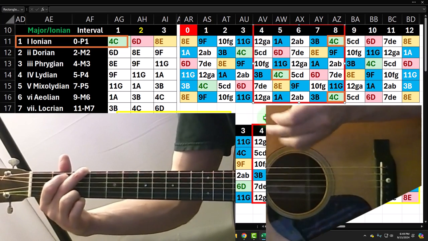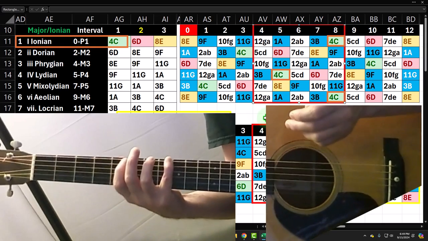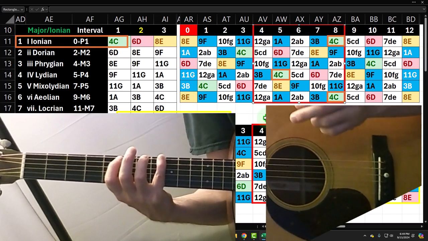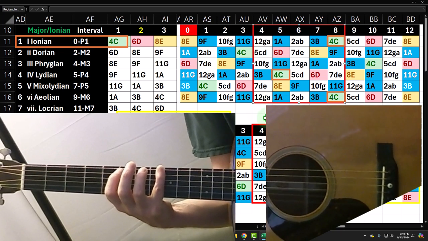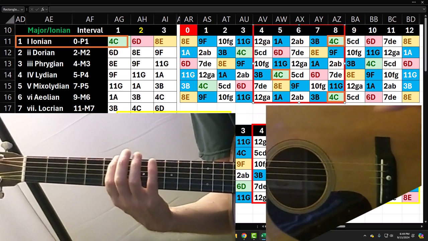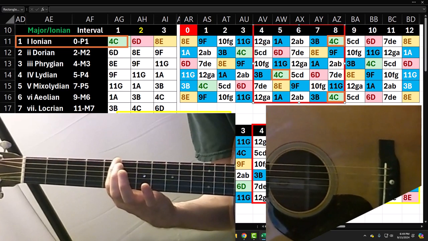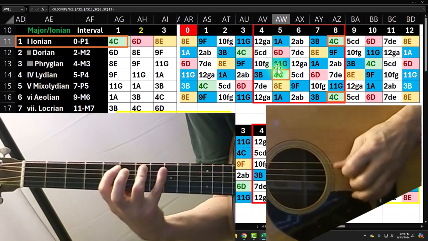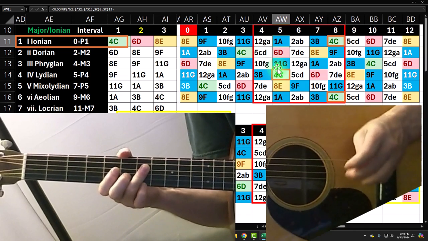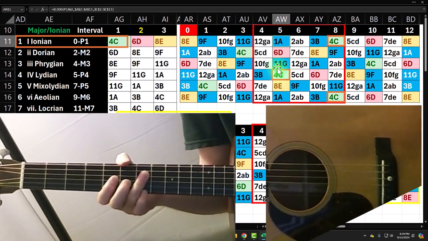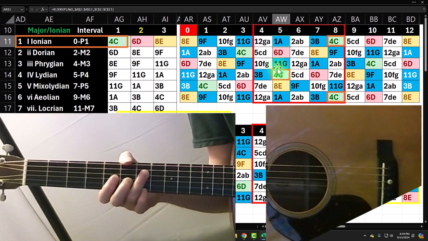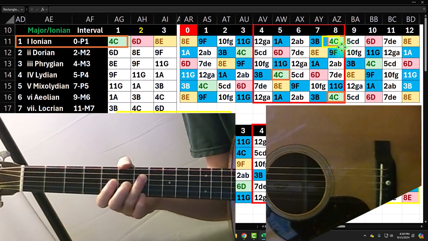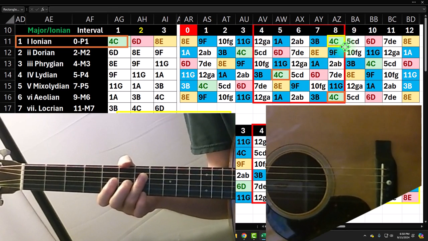And then I can also call this shape what I would call a minor mode shape, or absolute mode number six, minor mode, because if I played from the start of the shape, which of course would be the A here, then I would be playing a minor mode. So I could call it mode shape number six, right? Or the minor mode, otherwise known as Aeolian. But we're focused on the major, so I want to be focusing on the major within this shape.